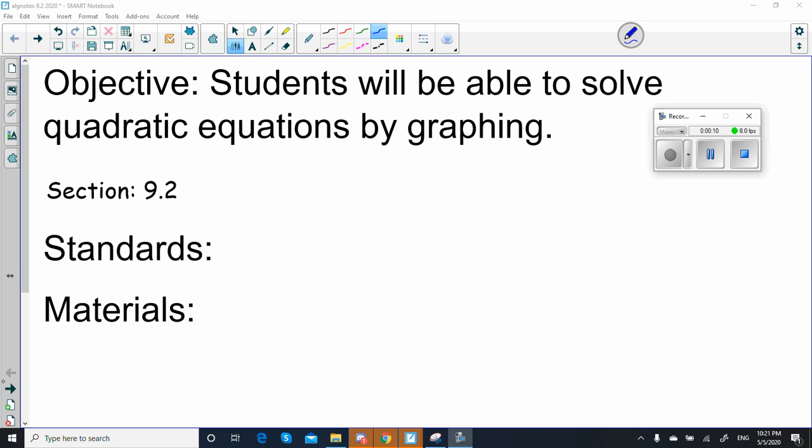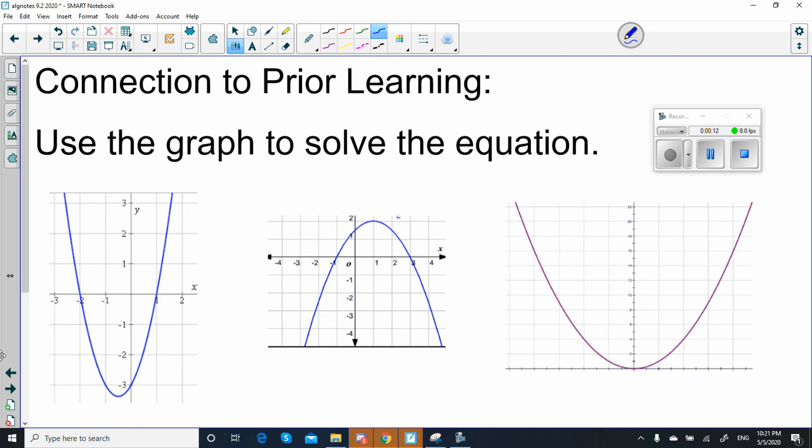This is covering section 9.2, which is solving quadratics by graphing. So we're going to be using our graphing skills from chapter 8. So we've actually talked about this before. Use graph to solve the equation.